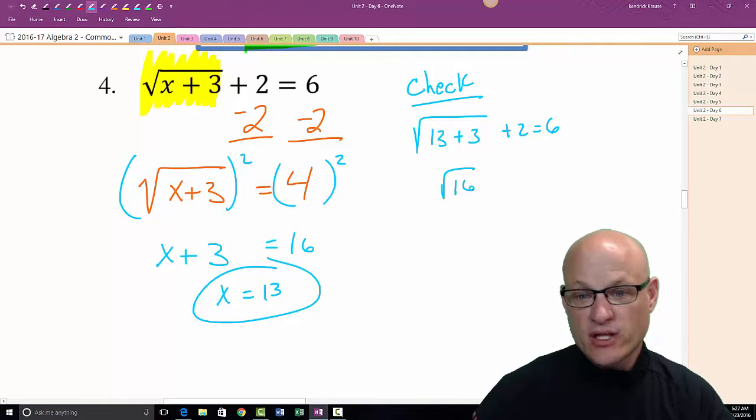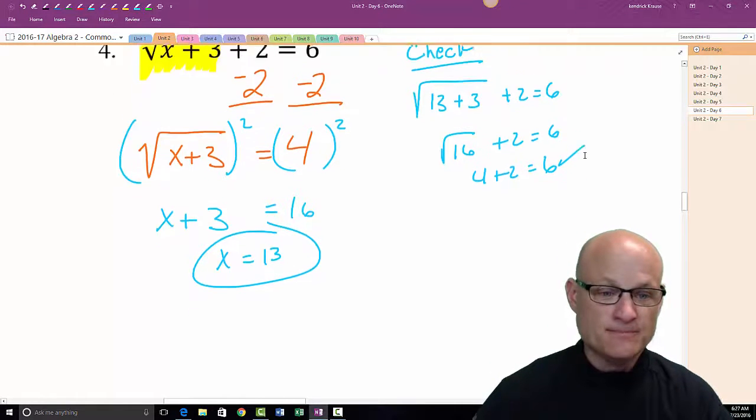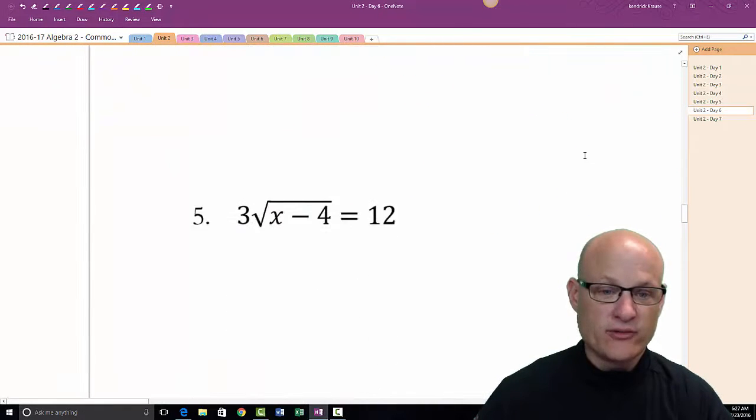This is the square root of 16 plus 2. Does it equal 6? This is 4 plus 2. Of course it equals 6. All right. It's not going to happen all the time, kiddies.